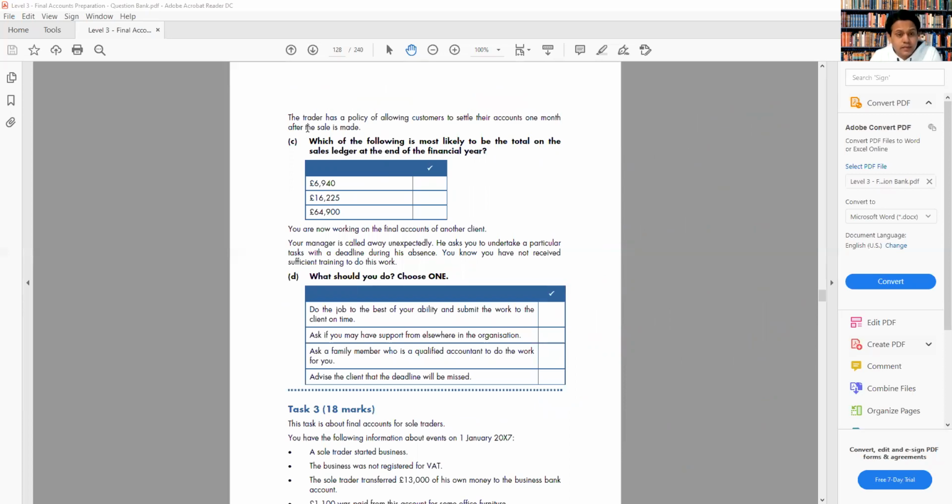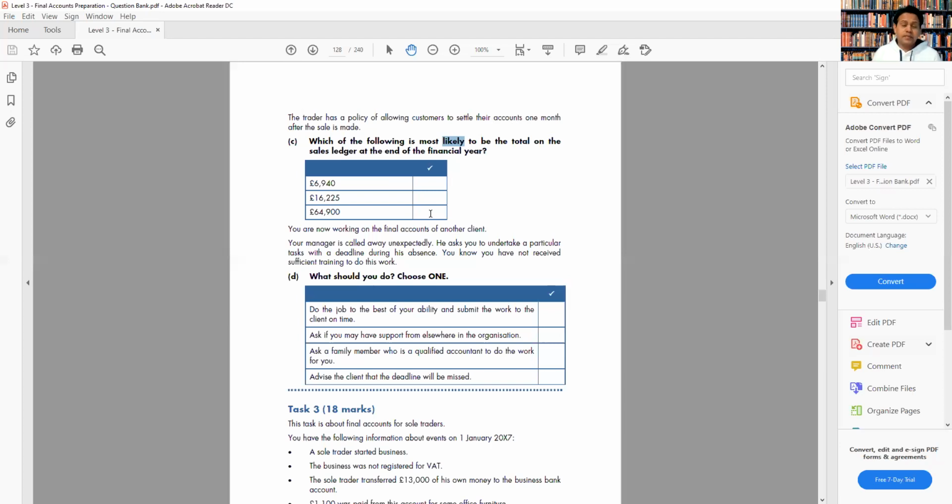Okay, the next one here says the trader has a policy of allowing customers to settle their account 1 month after the sales are made. This is the company policy. So when I make a sale, I give them 1 month. I say you can pay me after 1 month. Which of the following is most likely? That means it's not going to be absolute, it's not going to be the correct figure. Most likely, because when I say how much will be the sales for the next month, I can guess, I cannot say the exact figure.